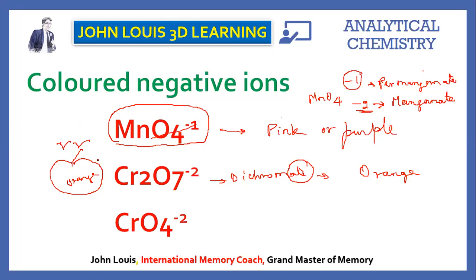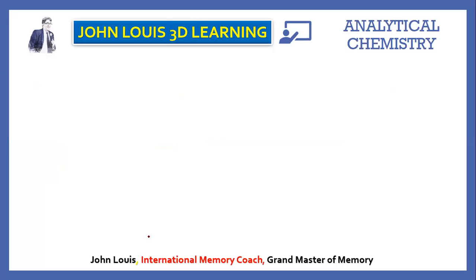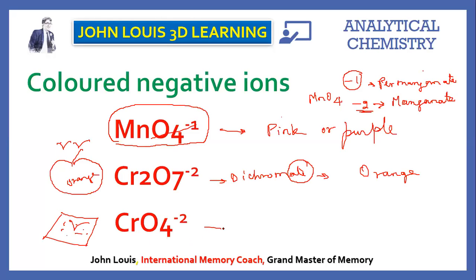Then the other one is chromate. A crow is sitting on a mat. Let us consider this is a mat. A crow is sitting on the mat: chromate. The color is yellow. You can imagine the crow is yellow in color, not black, and the mat is also yellow in color. Just by visualizing that, anytime if somebody asks you what is the color of chromate, immediately you can visualize a crow in yellow color. Am I right?